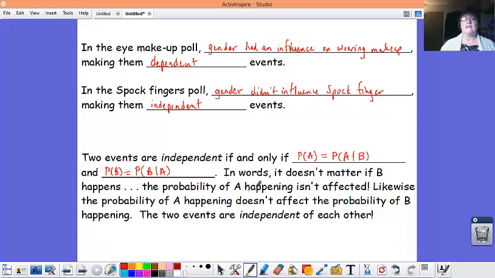In other words, it doesn't matter if B happens. The probability of A happening doesn't change. The same thing is true the other way around: the probability of B happening doesn't change whether or not A did. The two events are totally independent of each other. So there's the formal definition.